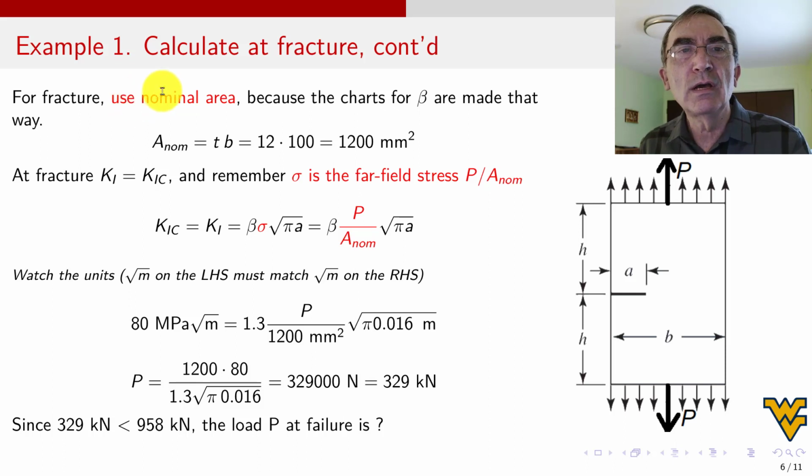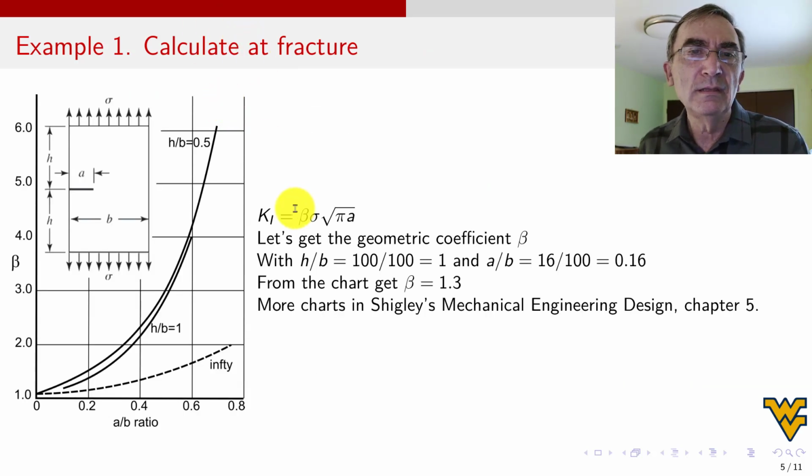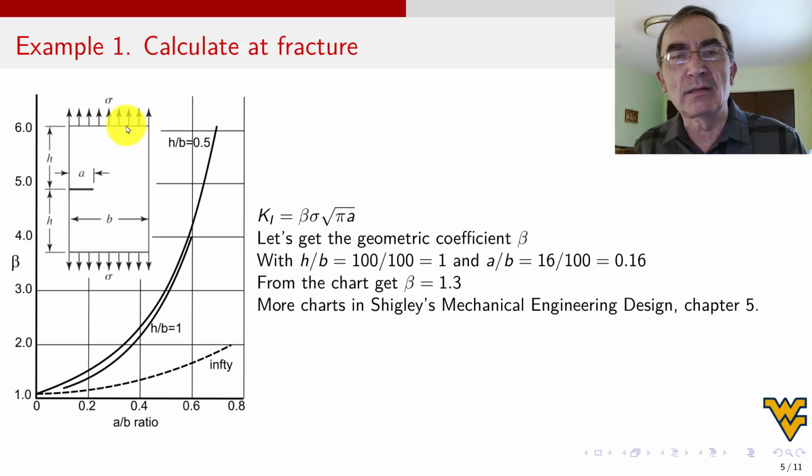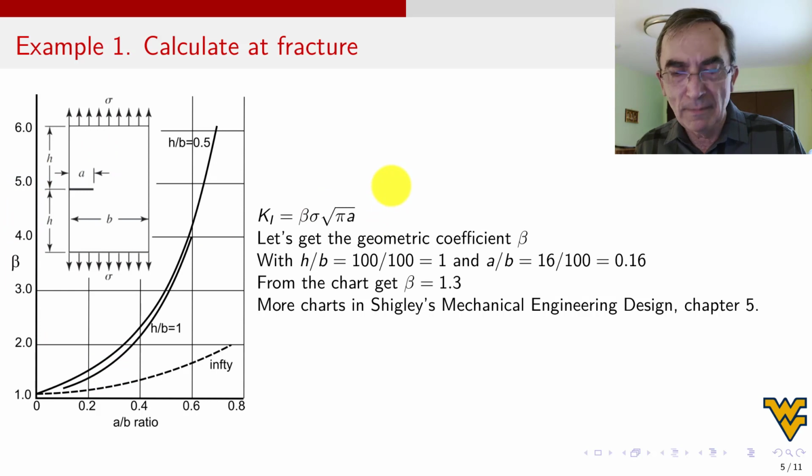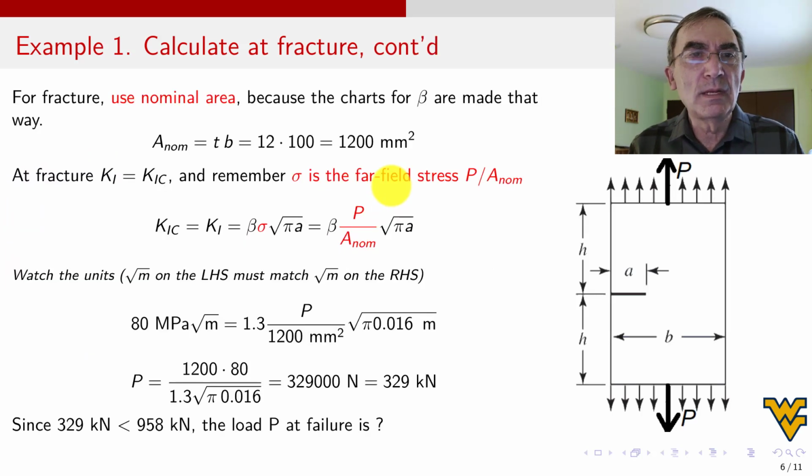Okay, so now we can do the design. For fracture, we have to use the nominal area because remember, you have to forget about the crack in order to calculate the far field stress, right? In the formula, the far field stress sigma is calculated far from the crack. So basically you calculate with the formulas that you used before in this class, mechanics of materials formulas that have no crack. You assume the crack is not there and calculate the stress. Since the stress is calculated that way with nominal area, the chart was built with that assumption in mind, okay?